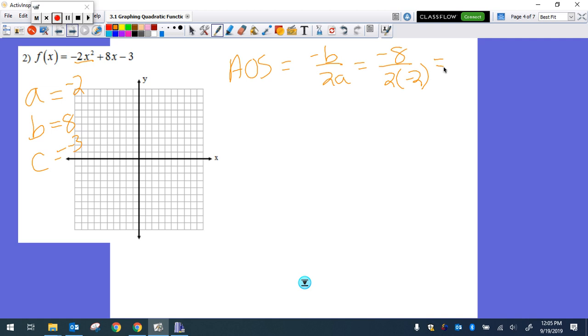Well, a negative divided by negative is a positive. So -8 divided by -4 is 2. So my axis of symmetry is at x equals 2. So there's an invisible line right here at x equals 2 that's going to cut my parabola in half. The vertex, to find the vertex, remember your axis of symmetry is your first number, and then to find the other numbers, we're going to plug it in.